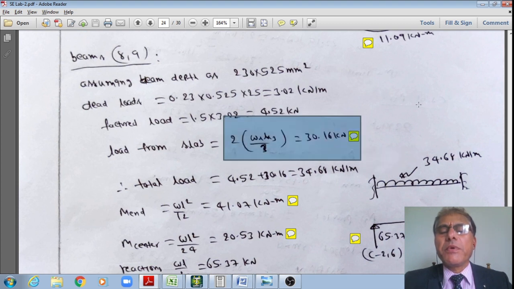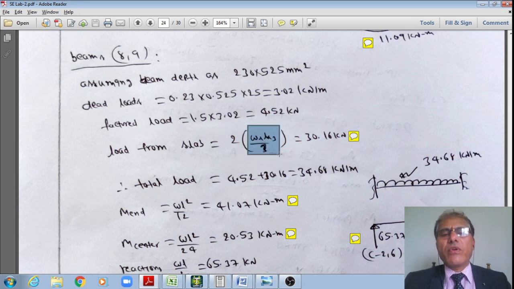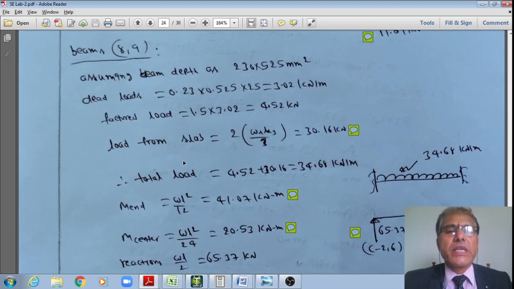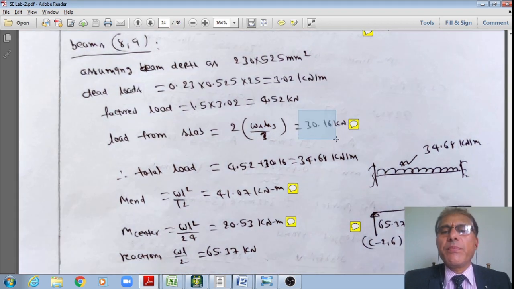is equal to 30.06, 2 multiplied by 15.08. This value we already calculated in the previous subheading for beams 7 and 8, calculated as 15.08. Therefore, 2 multiplied by 15.08 is 30.16. Therefore, the total load is equal to this 30.14 plus 4.52. It works out to 34.68. This much of load.